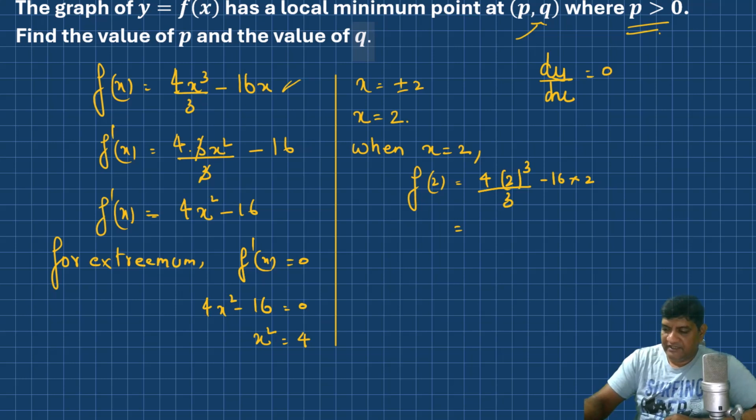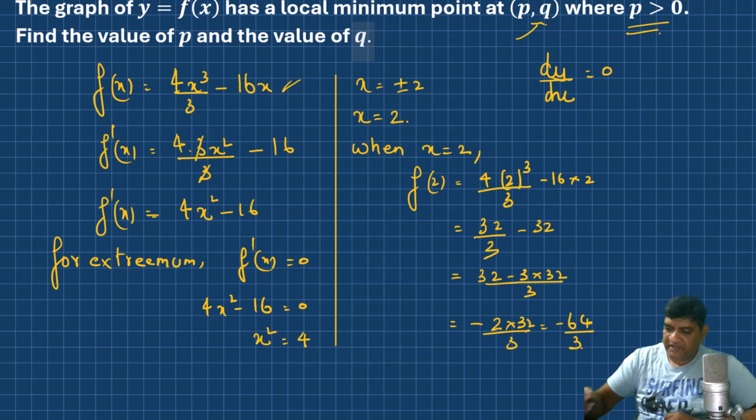So that's 8 4s are 32 divided by 3 minus 32. Taking an LCM, that's simply going to be equal to 32 minus 3 times 32 divided by 3, and that is simply minus 2 times 32 divided by 3, which is minus 64 divided by 3.